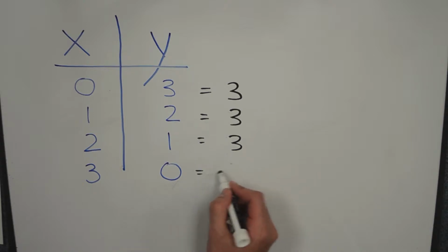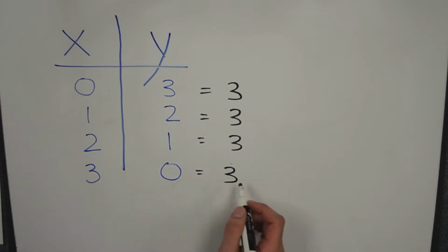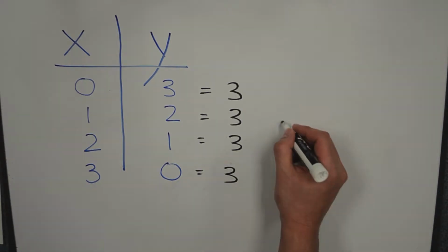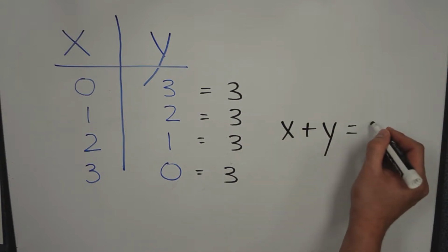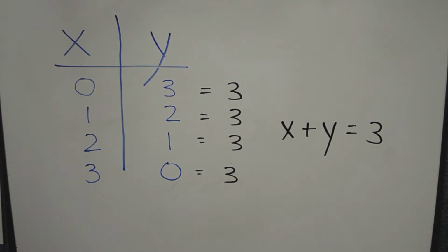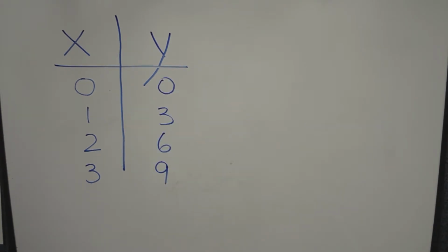We're looking for a pattern. We notice that it all equals 3. So to make a math equation, all we have to do is x plus y is equal to 3. All right, so looking at the relationship between the two variables. Sometimes, however, addition doesn't work.